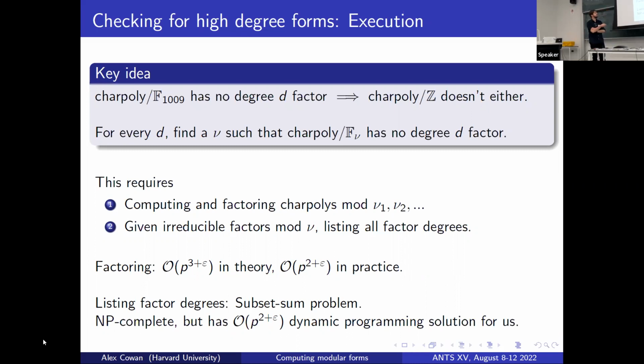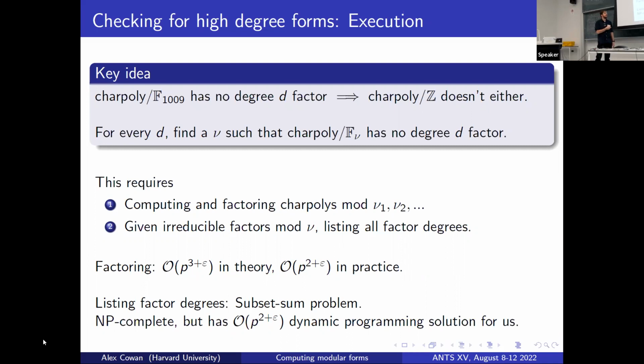And then the second thing that we're going to have to do is, okay, we have a bunch of irreducible factors mod nu coming from factoring, and we need to take those irreducible factors and put them together and see what degrees are possible. Because an irreducible factor in characteristic 0 is not necessarily going to reduce to an irreducible factor mod nu. So there's no word irreducible here, right? It's just factor. So this is somehow even scarier than factoring all these characteristic polynomials.